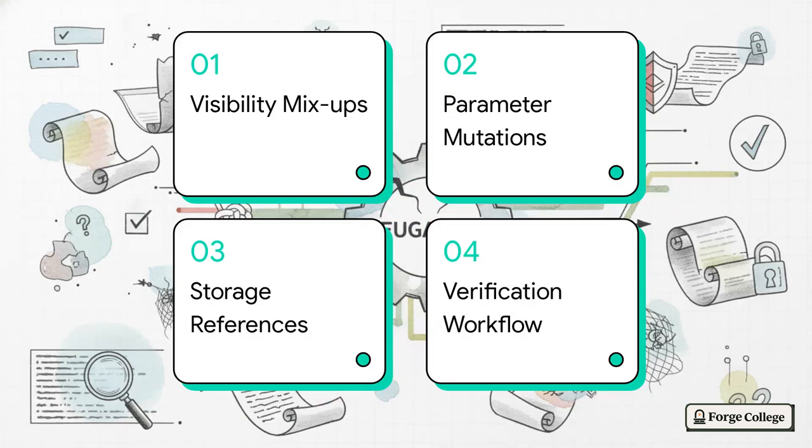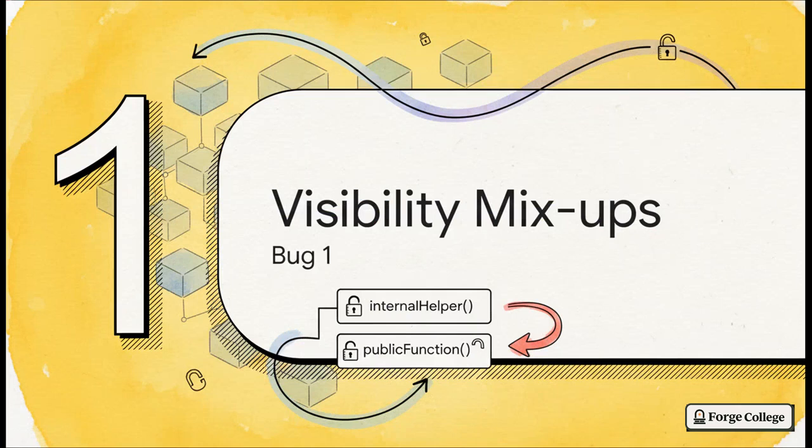Okay, here's our work order for today's explainer. Number 1, visibility mix-ups. Number 2, parameter mutations. 3, storage references. And 4, we're locking it all down with a rock-solid verification workflow. Let's kick things off with bug number 1, visibility mix-ups.